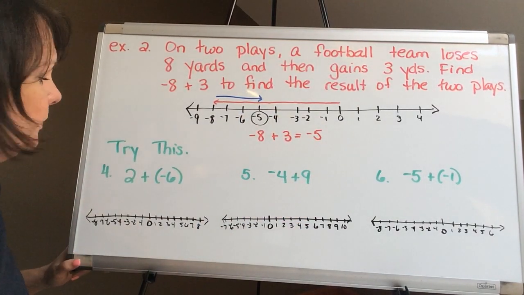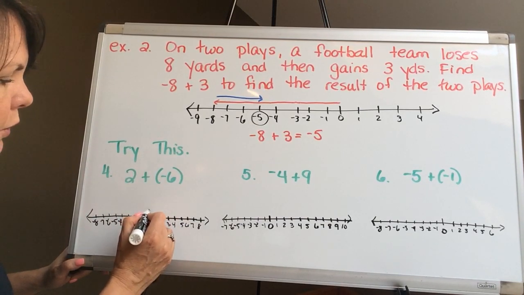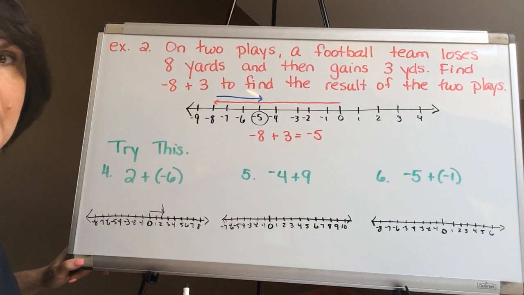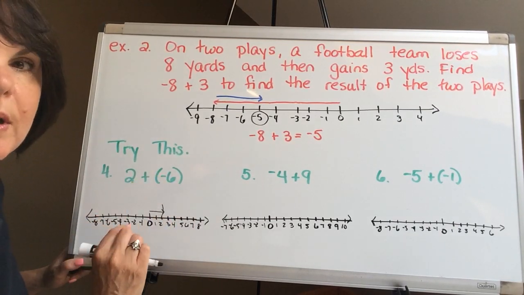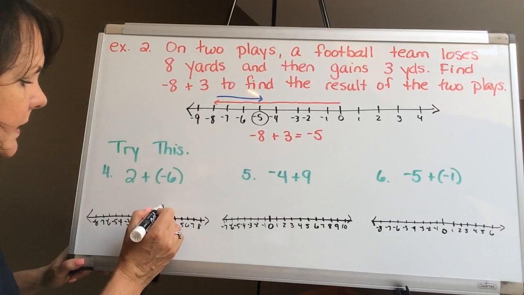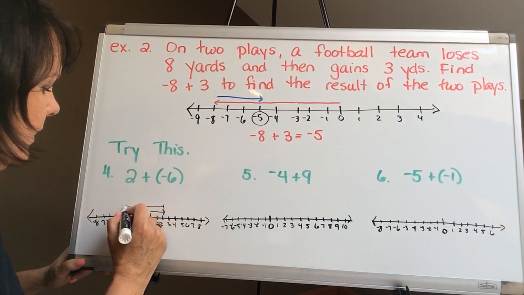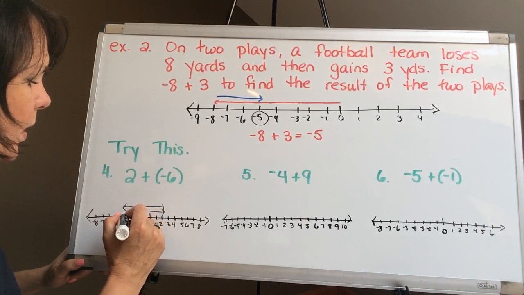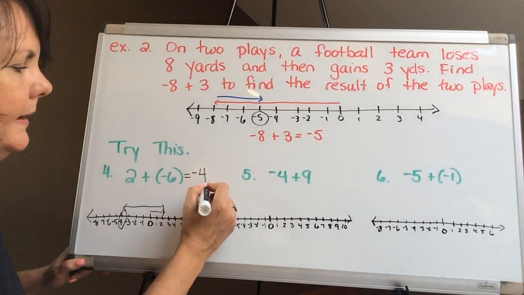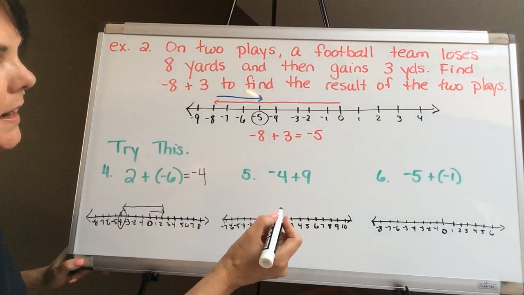Let's try a couple. 2 plus -6. Well, you're going to go 2 in the positive direction, landing right there on a positive 2. Now you're going to go 6 to the left. It's a negative direction. So you're going to start here. 1, 2 takes you back to 0, and then 3, 4, 5, 6 at -4.